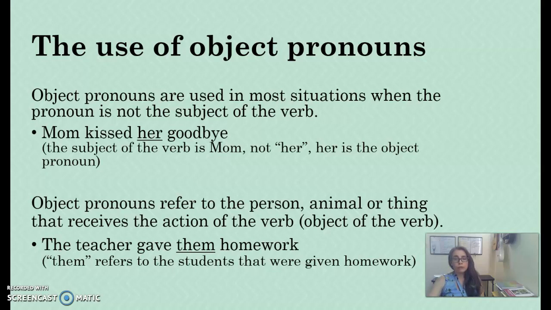Object pronouns refer to the person, animal, or thing that receives the action of the verb. For example, the teacher gave them homework. Them refers to the students that were given homework.